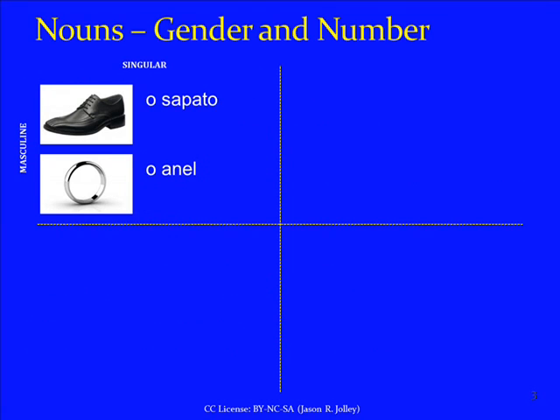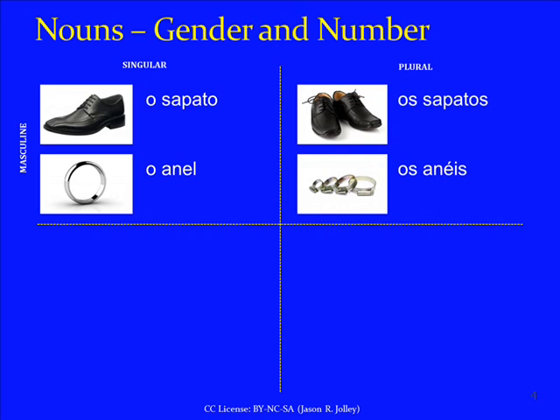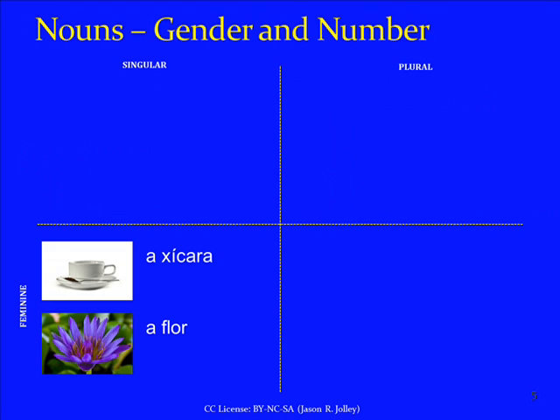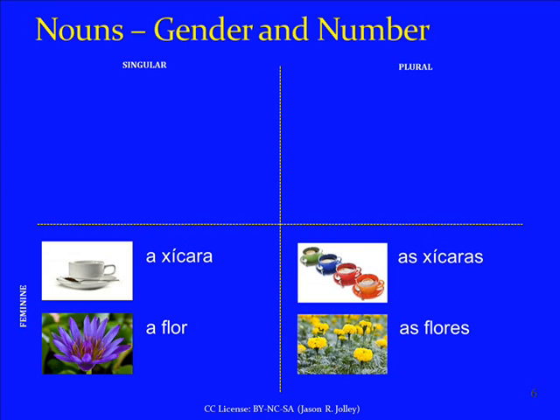So here we see examples of two nouns or objects that are considered masculine and singular. O sapato and o anel. The plural forms of these masculine nouns are os sapatos and os anéis. Here we see two examples of nouns that are feminine and singular. A xícara and a flor. Xícara, flor. Plural forms of those feminine nouns would be as xícaras, as flores.